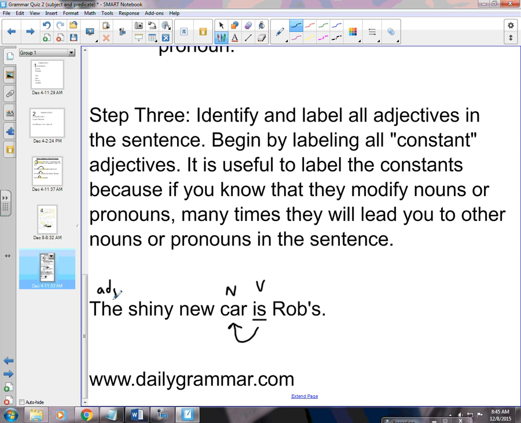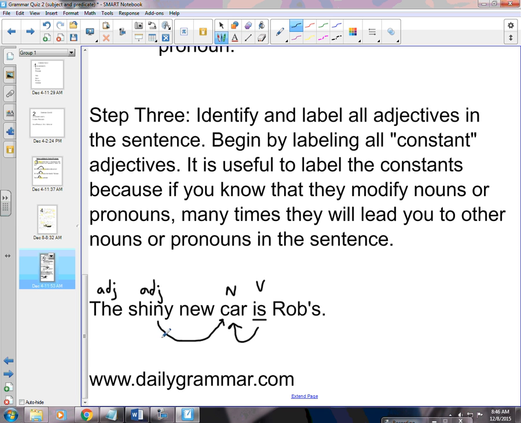Because we can label it as an adjective, and we know that adjectives only modify nouns or pronouns, we can figure out what word it is modifying. Is it talking about the shiny, the new, or the car? It's actually talking about the car, which we already have labeled as a noun, so we know that that fits. We can now look at the word shiny. What is it doing in the sentence? The shiny car. We know that it's also modifying the word car. Any word that modifies a noun or a pronoun is an adjective. We can label that as an adjective.